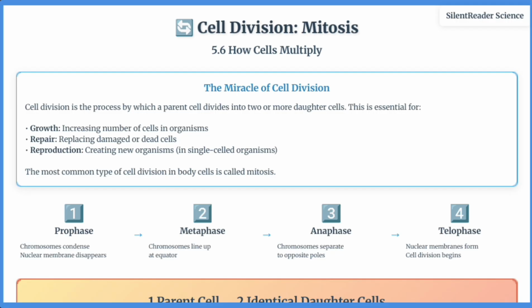This process produces two identical daughter cells from one parent cell, ensuring genetic consistency. Cell division is essential for growth, from a single fertilized egg to a complex organism, and for replacing damaged or dead cells throughout life.